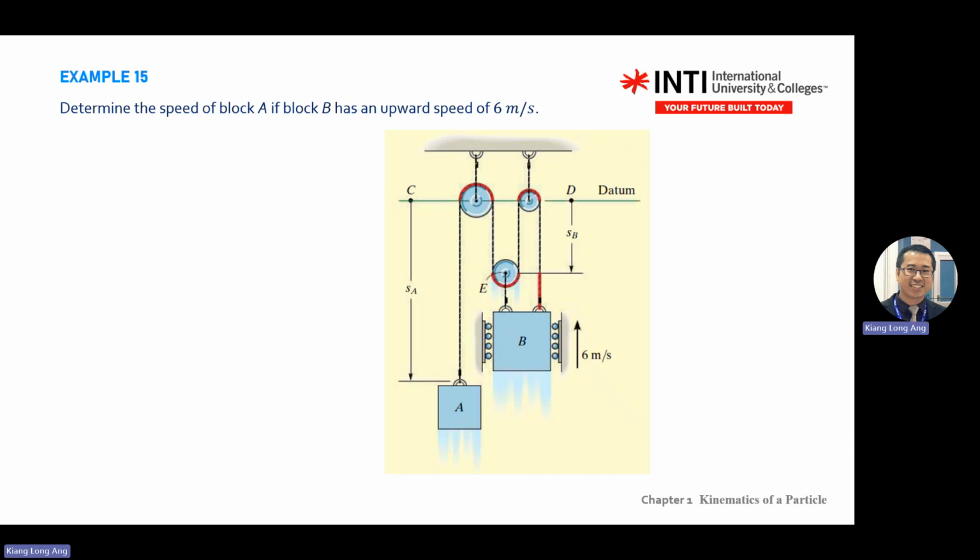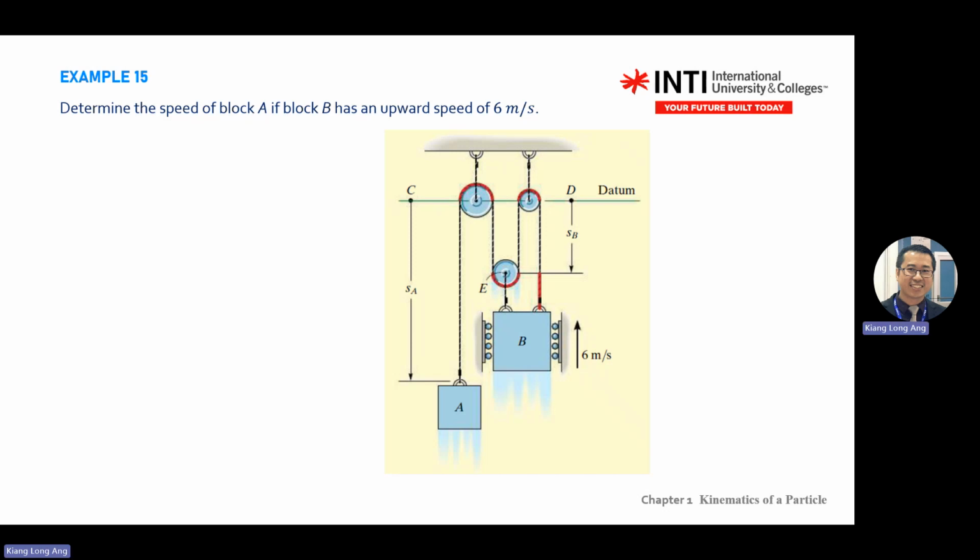Now, before you analyse, you look at the diagram. Try to think logically how the two objects move. I hope you understand the diagram. This one is a roller, which means it's only fixed in one direction. So if you move B upwards, what happens to A? A will go up or go down? Go down. Once you know that it goes down, then you look at the datum.